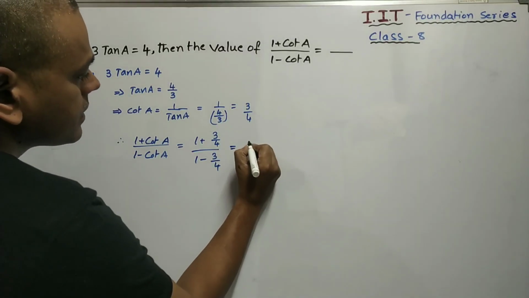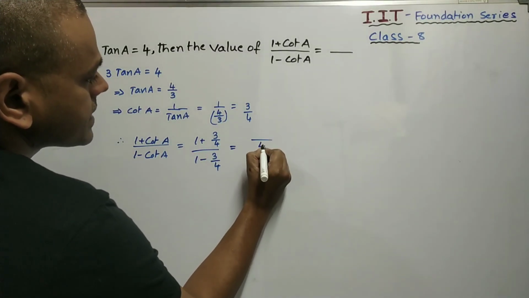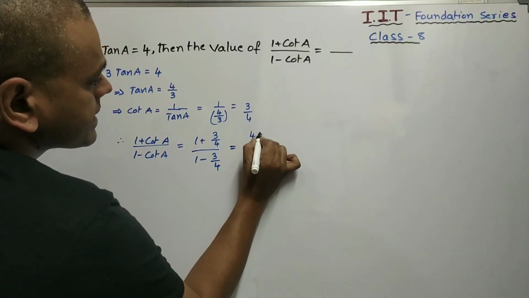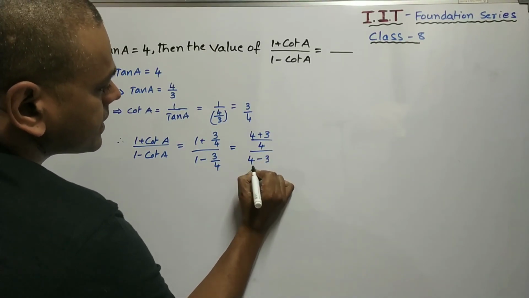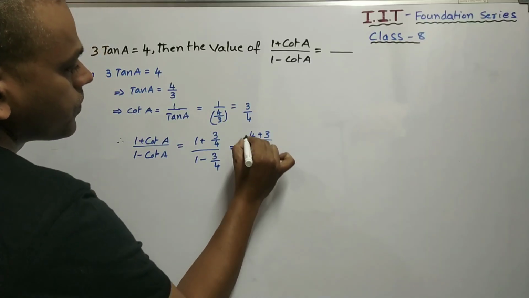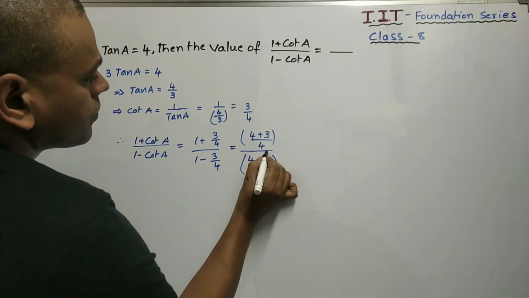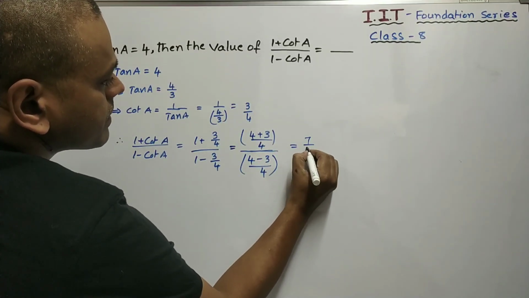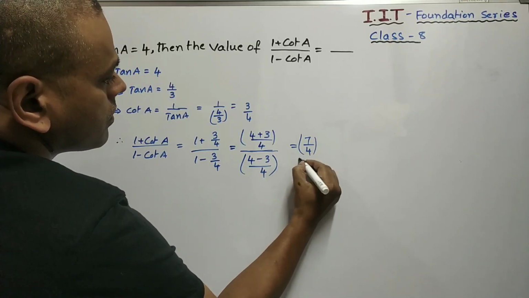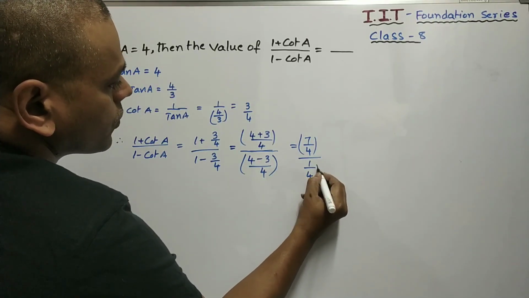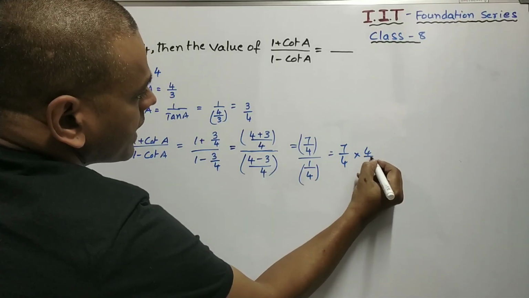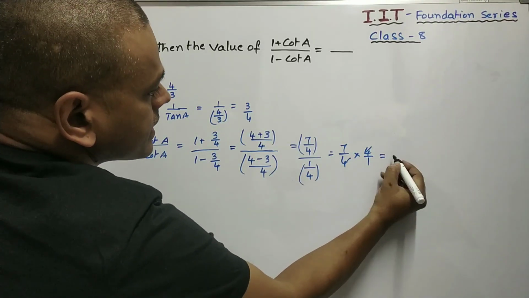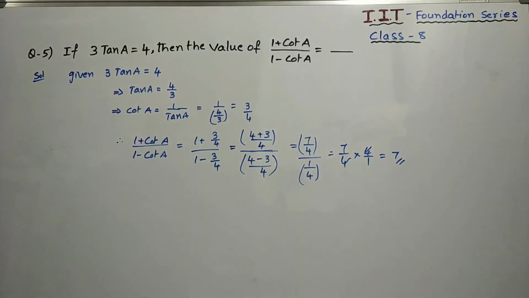That implies, doing the LCM, 4 is the LCM, so 4 plus 3 by 4 over 4 minus 3 by 4. Isn't it? Right. That means 7 by 4 by 1 by 4. So we may write 7 by 4 into 4 by 1. 4 is cancelled. That means the required value is equal to 7.